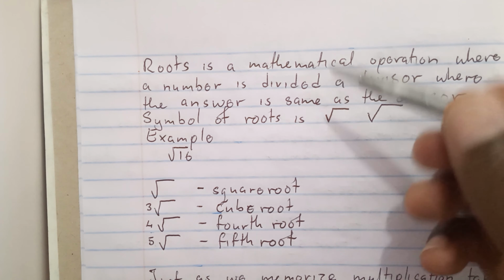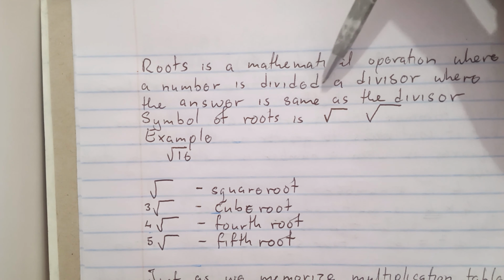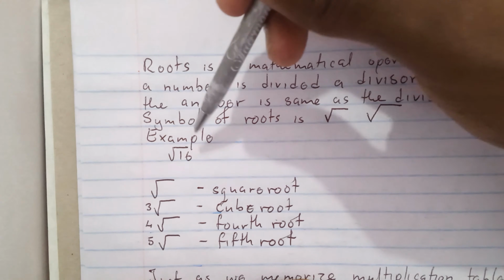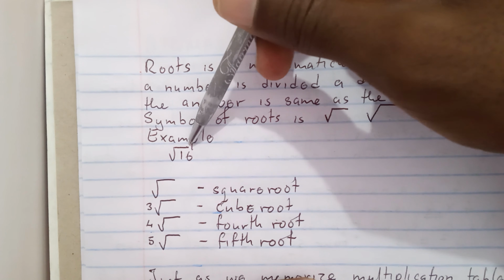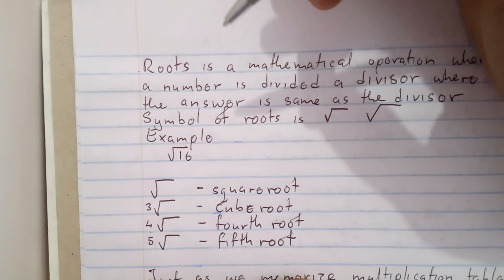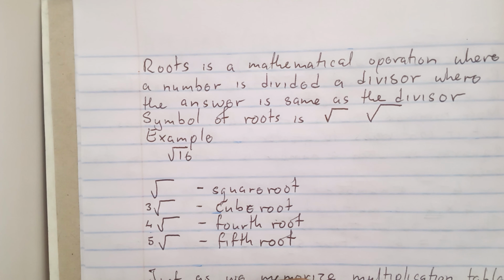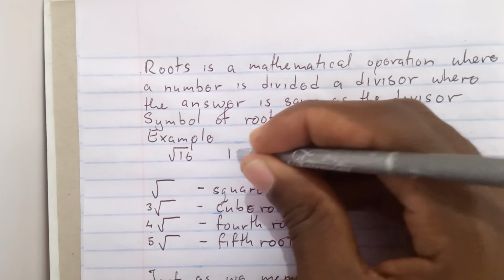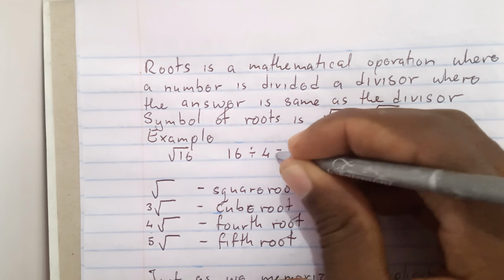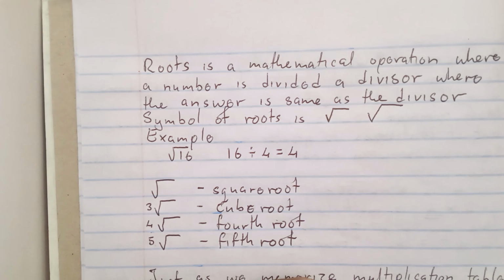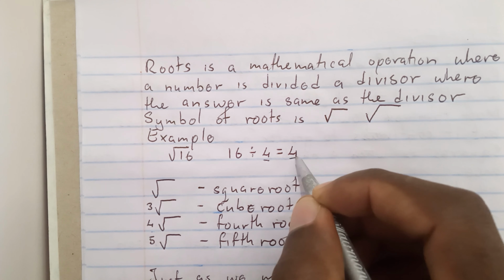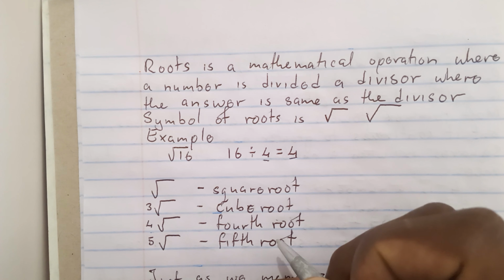Now, what do we mean that a number is divided by a divisor and the answer is the same? If we look at the number 16, is it possible for us to divide it by a number such that we get the same answer? The answer is yes. Because 16 divided by 4 is 4. So here we divided by a divisor of 4, and the answer is the same as the divisor.